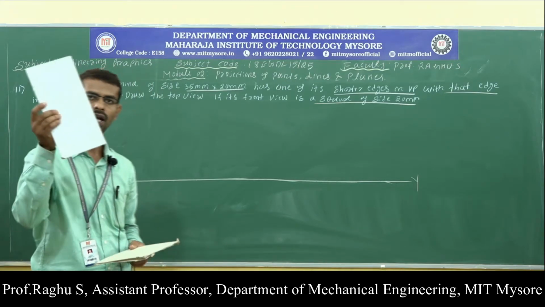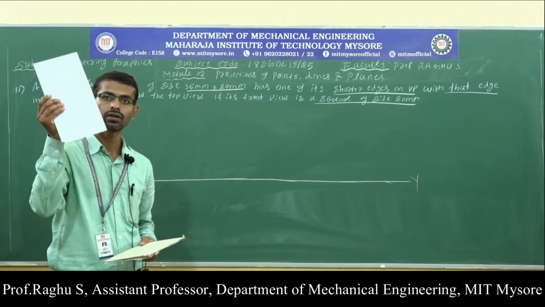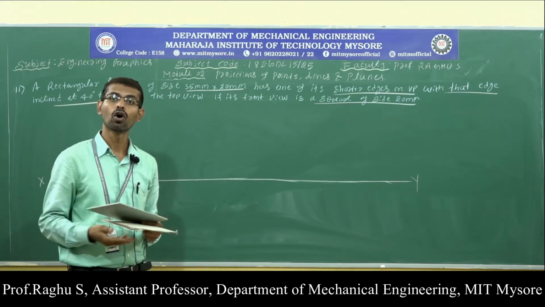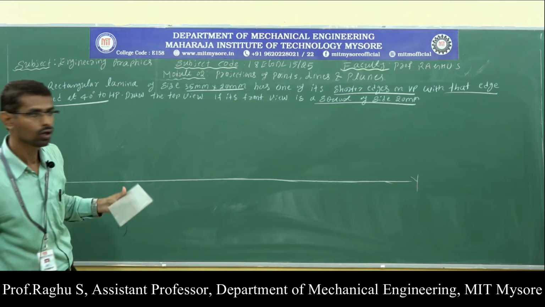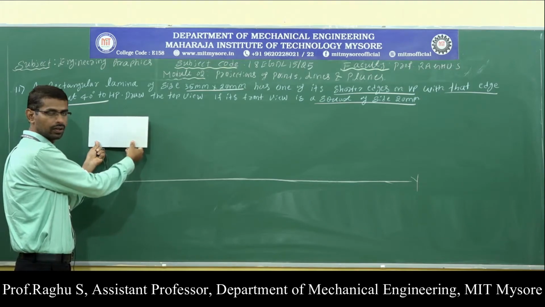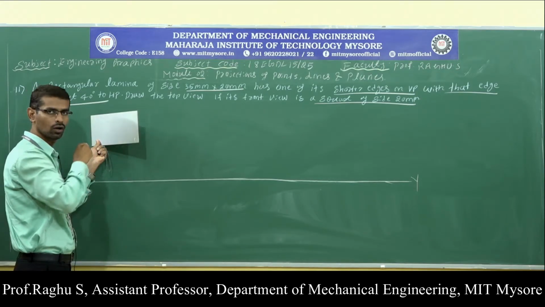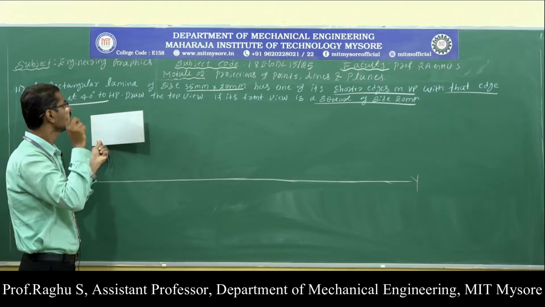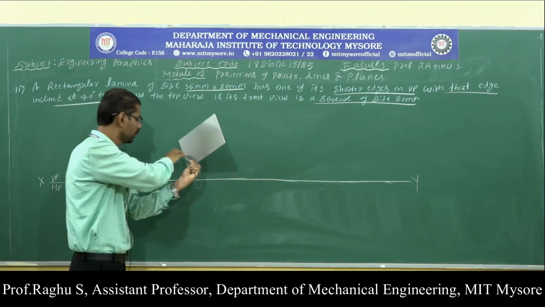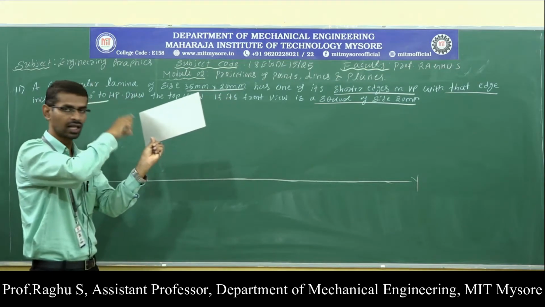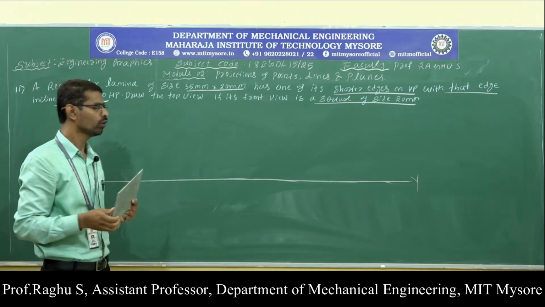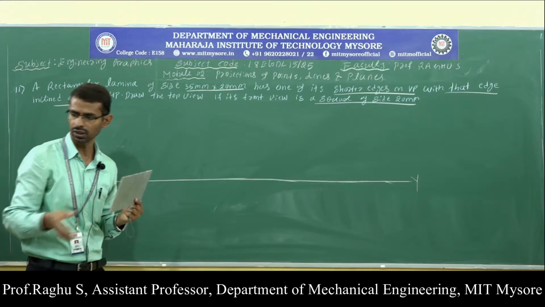Here the given lamina is a rectangle. This rectangular lamina of dimension 35 mm by 20 mm has one of its shorter edges on VP, like this. This is the resting side and this edge makes an angle 40 degrees with respect to the horizontal plane. Next, here the front view is given. The front view is a square.